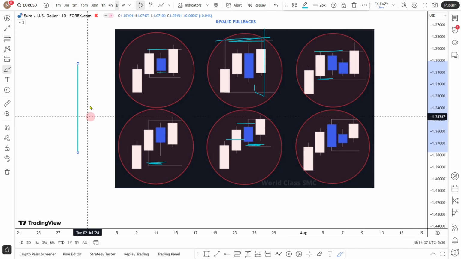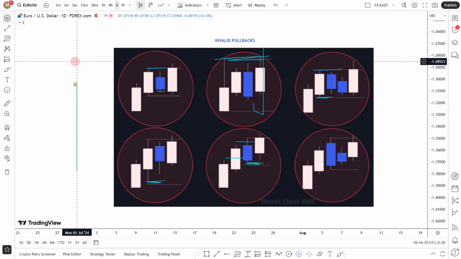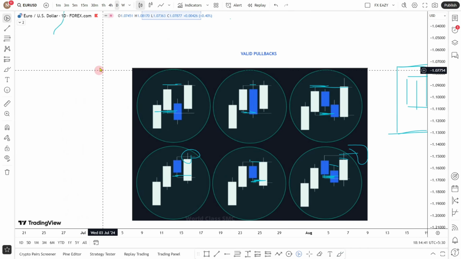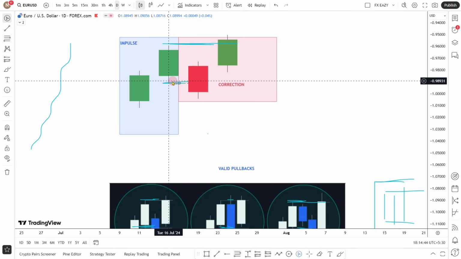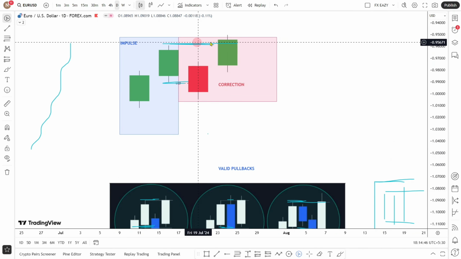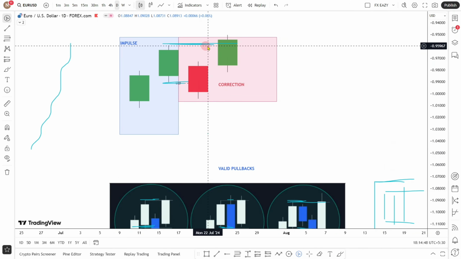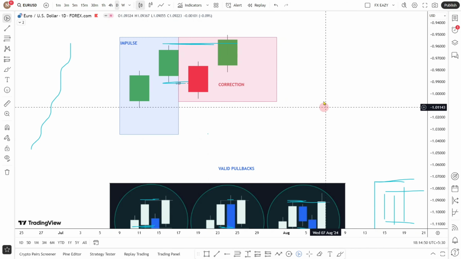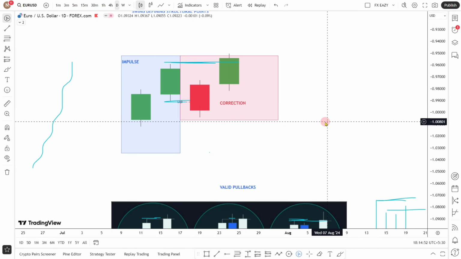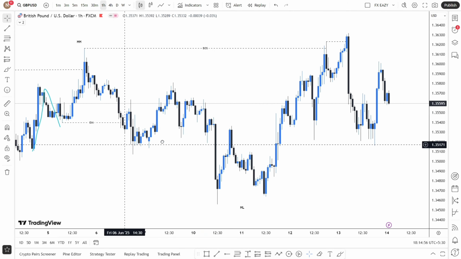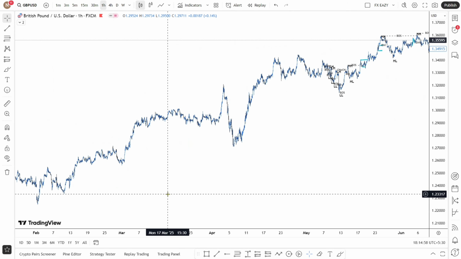See, for valid pullback points, it is important that the market takes the liquidity of the previous candle, and when it forms a closing above the highest point, then only our valid inducement point, or valid retracement point, would be confirmed. See, let us look for some more examples here on the chart.